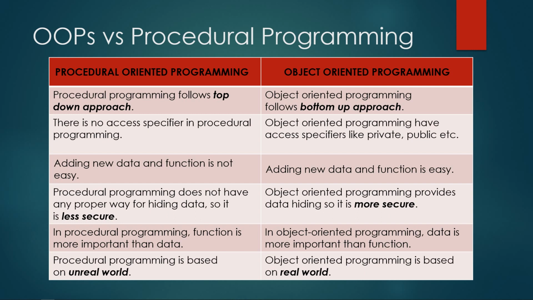Procedural programming does not have any proper way of hiding data, so it is less secure. Whereas in object-oriented programming, we have data hiding, also known as abstraction, which makes it more secure. In procedural programming, function is more important than data, whereas in object-oriented programming, the data is more important than the function. We can also say as a final point that procedural programming is not based on the real world, whereas object-oriented programming is based on real-world objects.